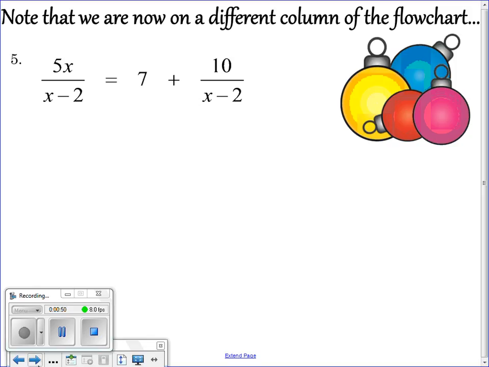For instance, look at number 5. You can't cross multiply that because you've got too much stuff going on, right? So first thing I would want you guys to do is take the 7, let's put it over 1. So now we have lots of fractions going on. We have some adding going on over there. We have another fraction equals.